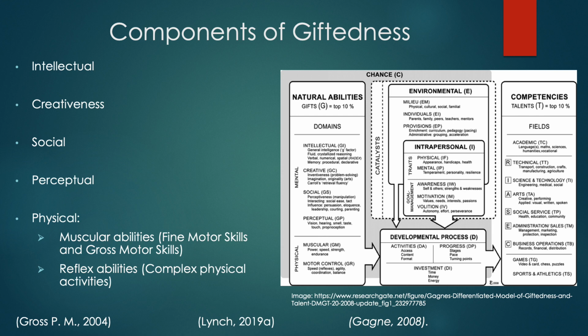There are many components that contribute to identifying a child as gifted. Akara mentions that these domains, according to Gagné's differentiated model of giftedness and talent, consist of the student's potential being distinctly above average in one or more of the following domains of human ability. These include intellectual, creative, social, perceptual, and physical, which involves muscular abilities of fine and gross motor skills and reflex abilities comprising of complex physical activities.